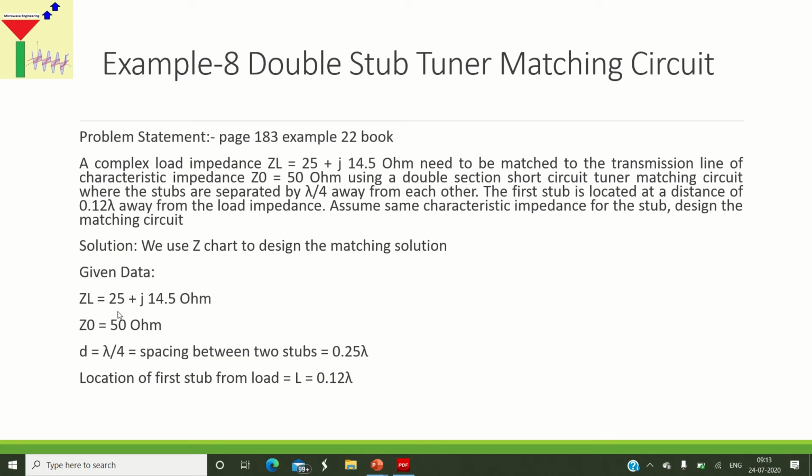The given data is the load impedance 25 plus j14.5 ohm. The characteristic impedance of the transmission line is 50 ohm, and please remember the same characteristic impedance is there for the stubs also. The spacing between the two stubs is given, that is small d equal to lambda by 4. And the important thing is the location of the first stub from the load is mentioned: it is 0.12 lambda. So let us go ahead and solve this example.